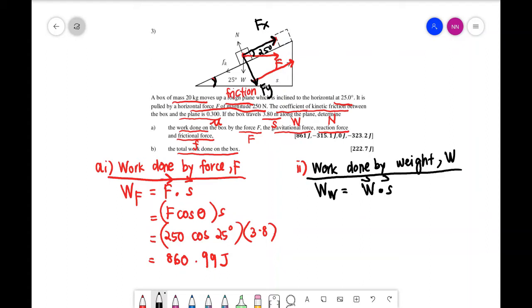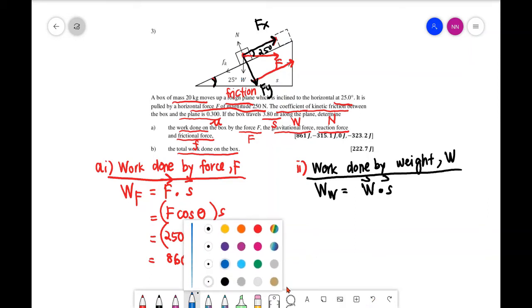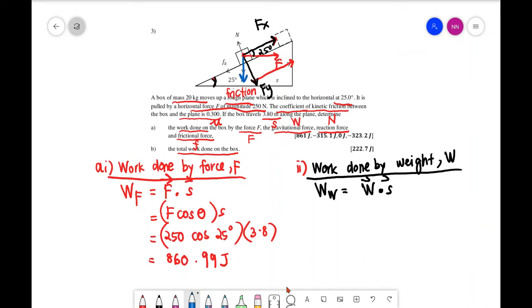This one is the weight. I can label the weight with blue color here. So this is the weight W. The weight is not parallel to the displacement. So what is the angle between the weight and the displacement?